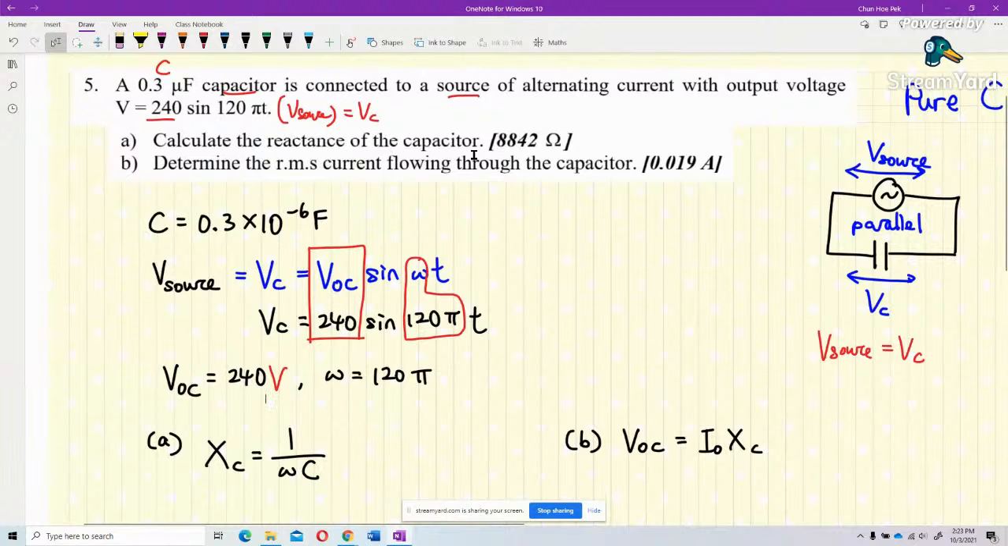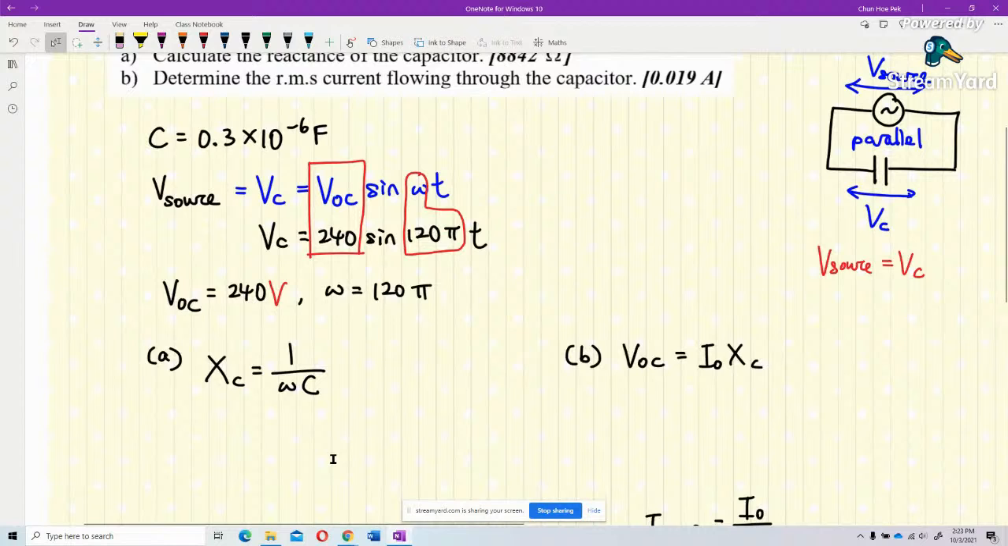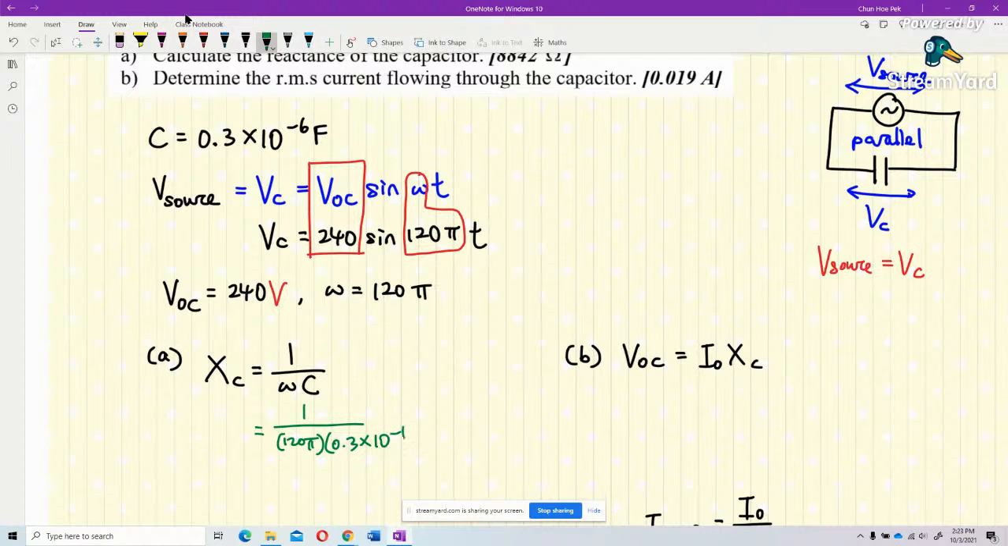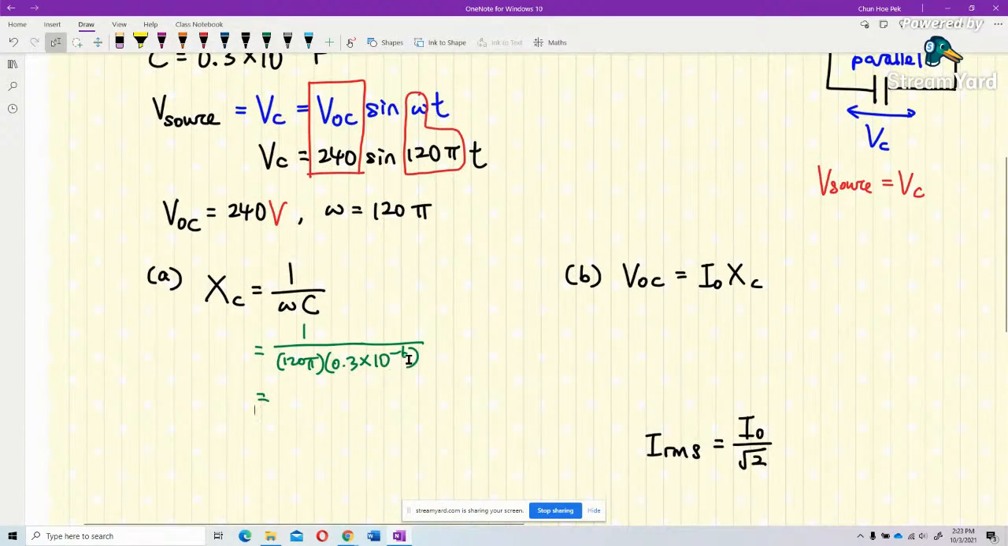Now, what is the reactance of this capacitor? Xc is 1 over omega C. That's the usual formula, so just write in whatever values you have. Omega is 120 pi, and C, come on, give me the C. Do I really have to write all these values? It's just wasting time, isn't it? Okay, so once I substitute everything, I calculate the answer.